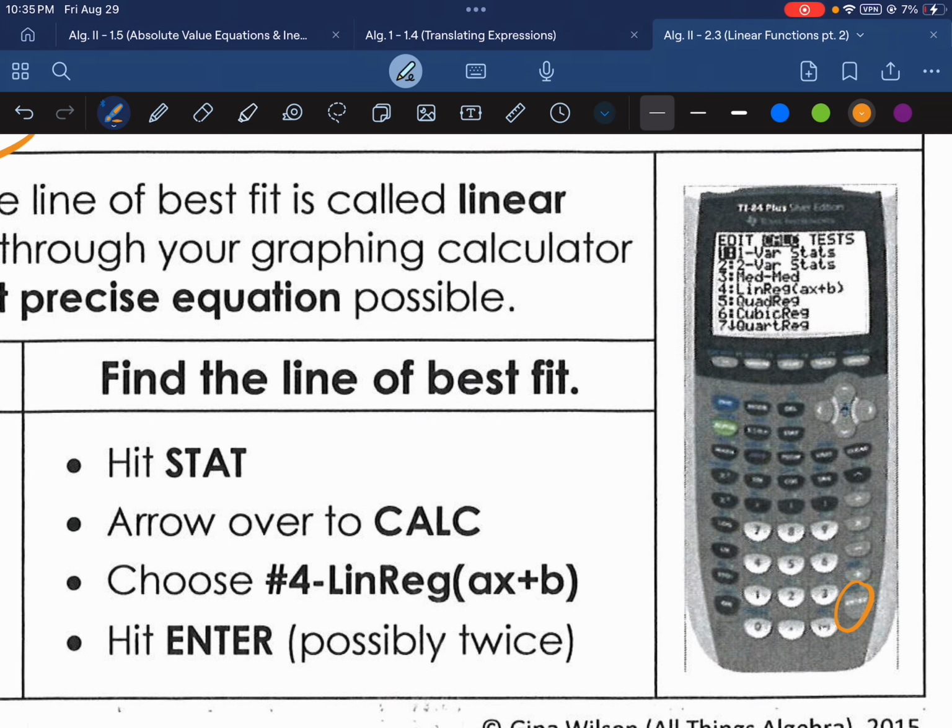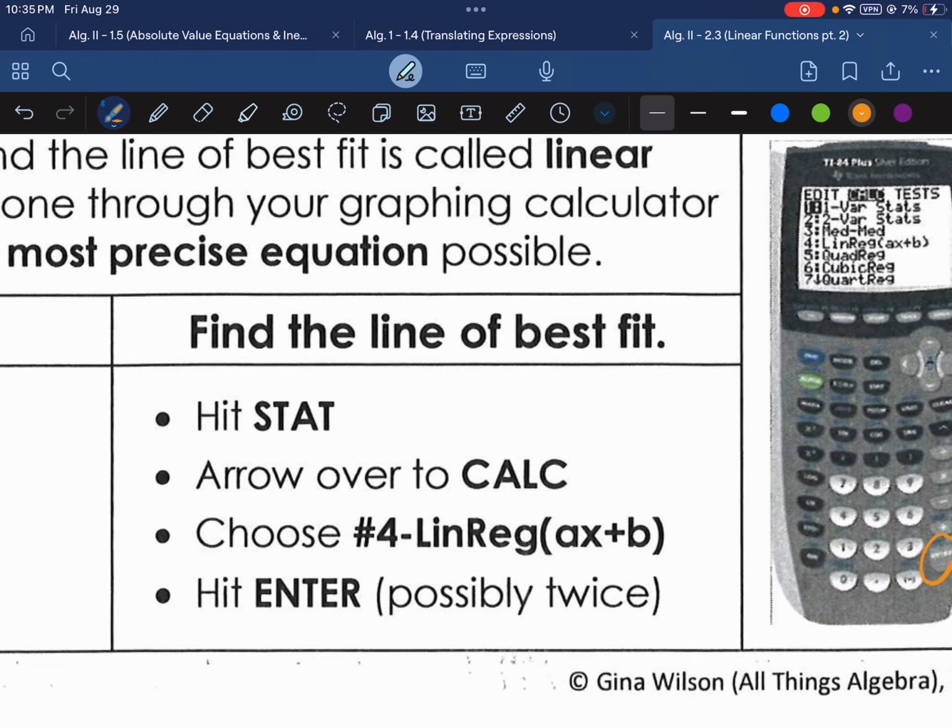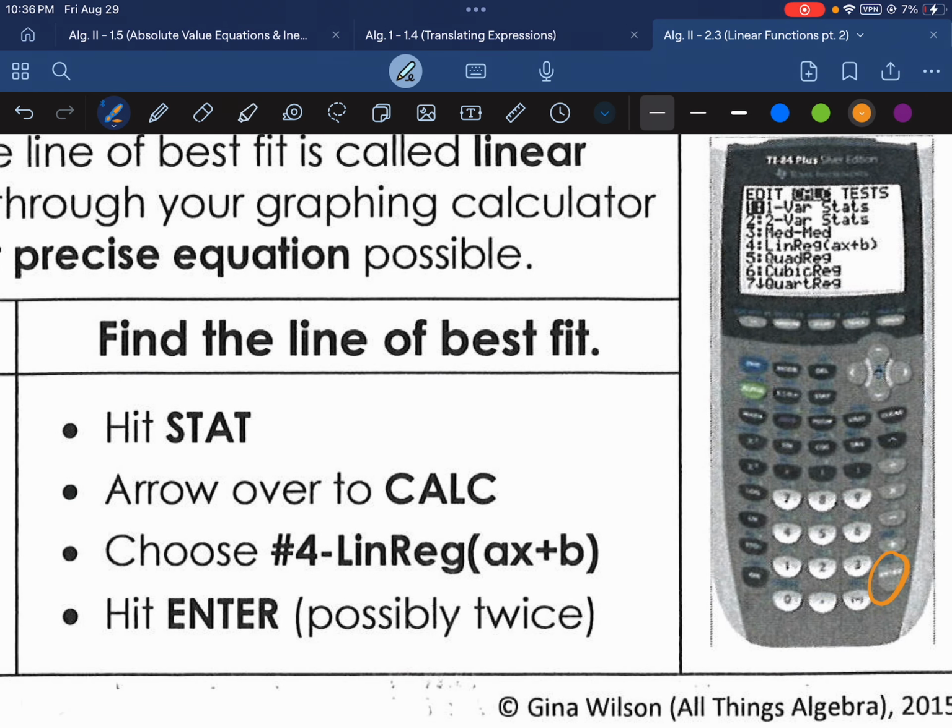It might make you hit enter twice, but we shouldn't need to adjust anything on those menu screens. You'll see options to adjust, like which list you're using, but it should default to list 1 and list 2. And if it doesn't, you can just ask me during a test or anything like that. I'll go over how to do it on the iPad on Calc 84 as well during this video.